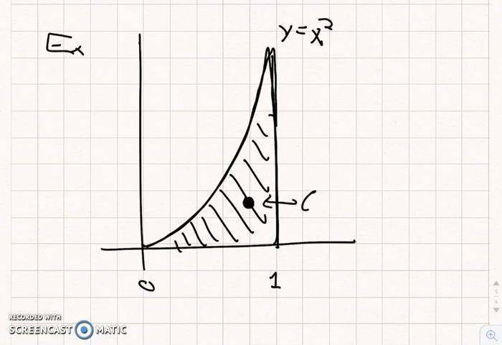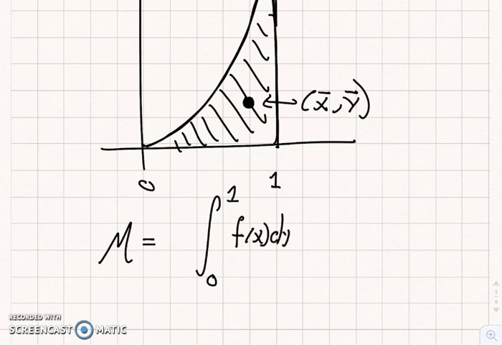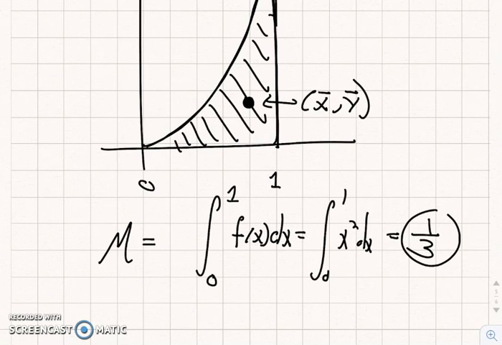So this center of mass, again, is denoted x bar comma y bar. We have the expressions above to obtain it. So here we go. First of all, I would suggest that you begin by calculating the total mass of the system. And remember, the total mass of the system is the integral, in this case from 0 to 1, of f of x dx, and that's just the integral from 0 to 1 of x squared. Then you integrate that, and you get 1/3 at the end. So the mass is 1/3.